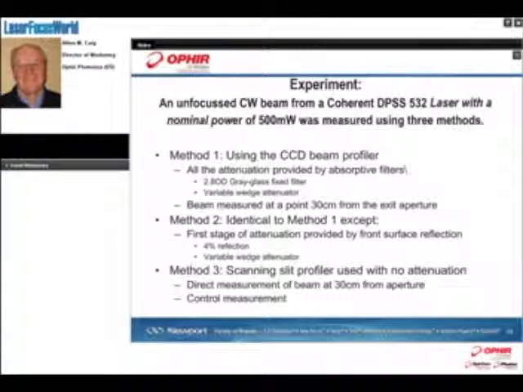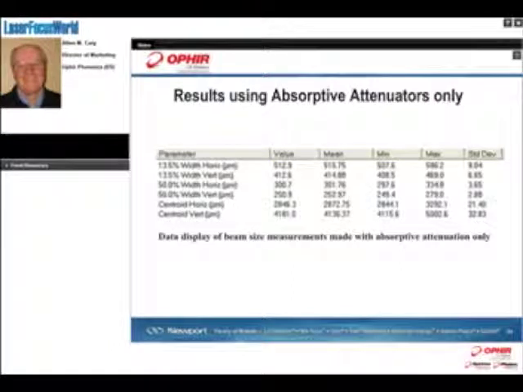So here's what we saw. Using that first technique, we got a nice measurement of about 0.5 millimeter: 512 microns in one axis and 412 in the other axis, and it looked like a pretty stable, pretty reasonable measurement.